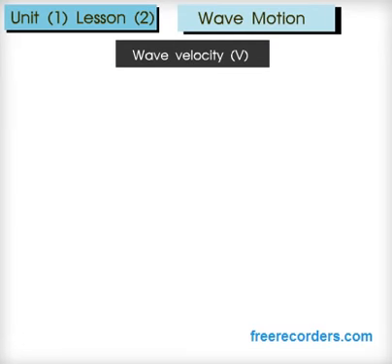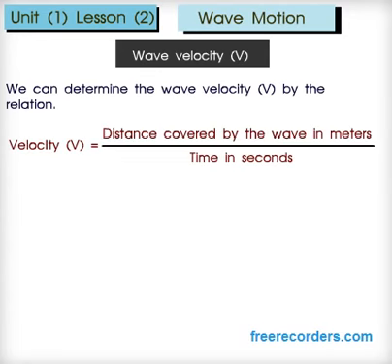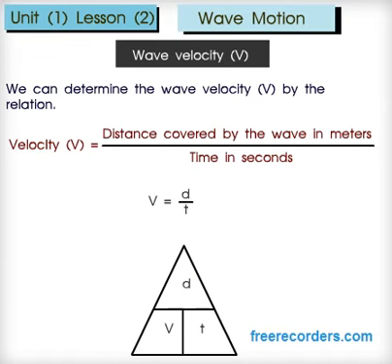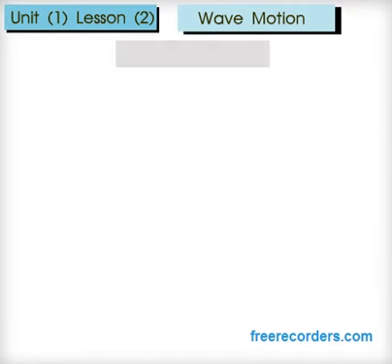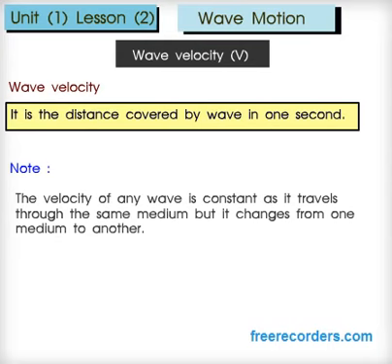Wave velocity, v. We can determine the wave velocity v by the relation velocity v equals the distance covered by the wave in meters over time in seconds. So v equals d over t. Wave velocity is the distance covered by wave in 1 second. Note: the velocity of any wave is constant as it travels through the same medium.